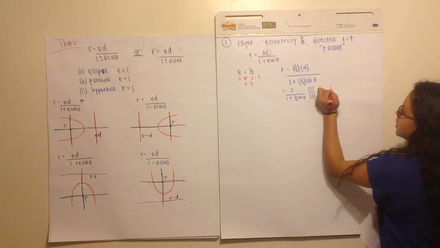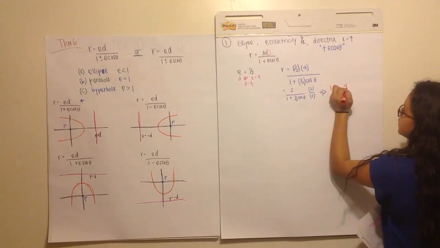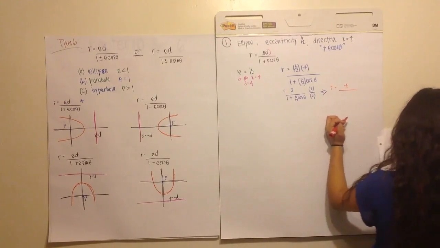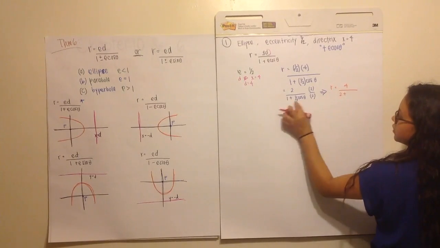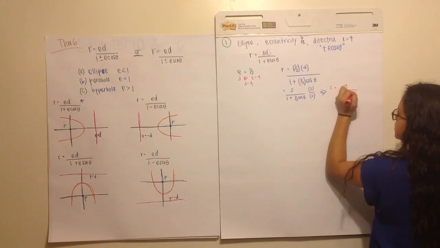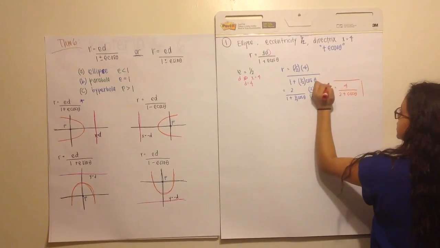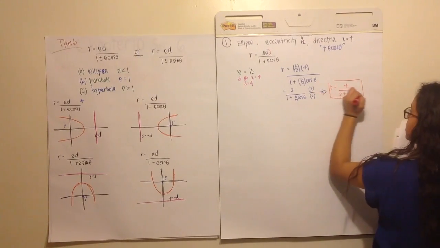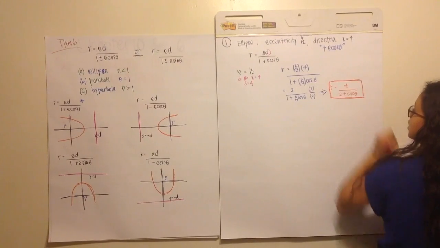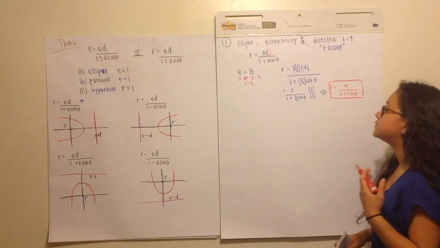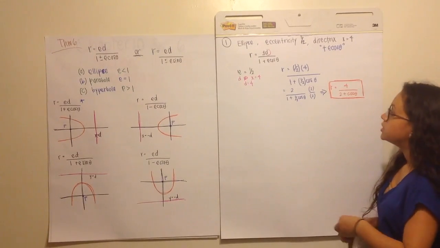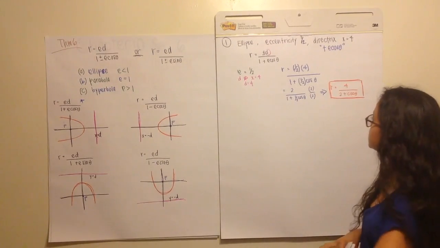So we do that, and our final answer would be r equals 4 over 2 plus, that would be 1, so just plus cosine theta. And that would be our answer for that one. So you see, it's not very hard. It's very, very simple. So let's do our next example.